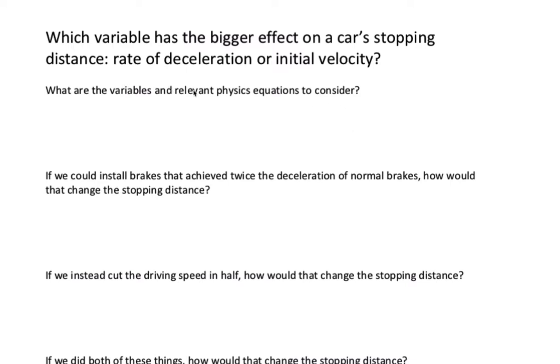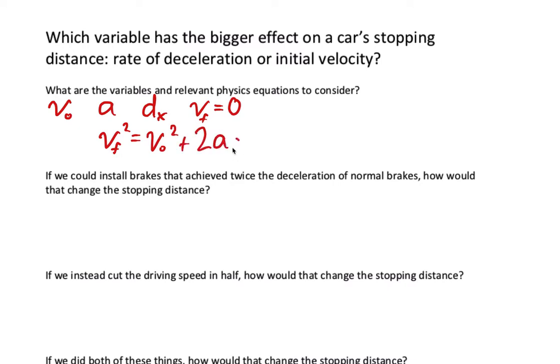So what are the variables in the relevant physics equation to consider? Well, clearly I'm talking about v initial here, or v original, that's driving speed. I'm talking about acceleration. I'm talking about the stopping distance. And there's one other one here that's worth bringing up, because we know that v final in this has to be 0. And when I bring that into the picture, that really does make it easy to find an equation that links these, because v final squared equals v original squared plus 2ad.